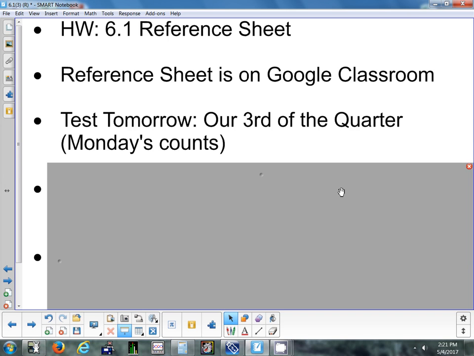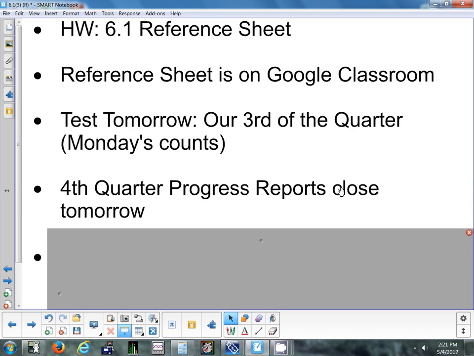Remember, we told you at the beginning of the week that tomorrow's test was going to be the second of the quarter. But it's going to be the third. Why is that? Mondays count. Mondays count, right? It says it on there. We're counting Monday's test, those 4 problems, as an actual test grade. All right? So now you have 4 test grades instead of 3.